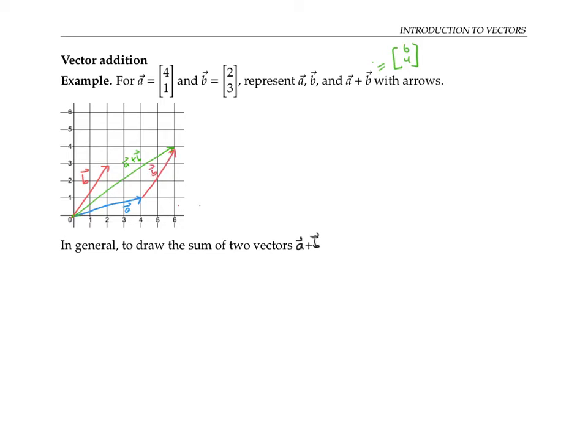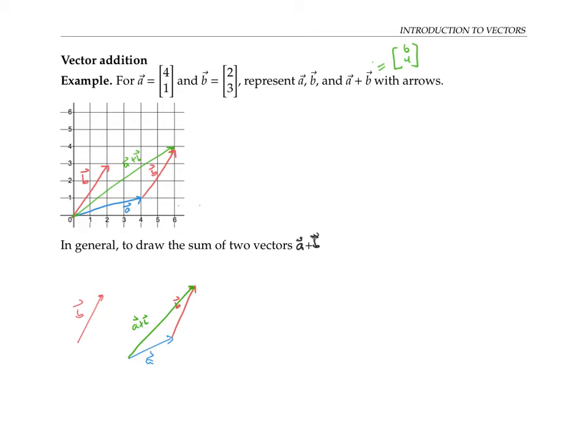so that its tail is at A's tip, and then draw an arrow from the tail end of A all the way to the tip of B. And in general, to draw the sum of two vectors A plus B, we move the vector B over so its tail is at A's tip, and draw a line connecting the tail of A to the tip of B.